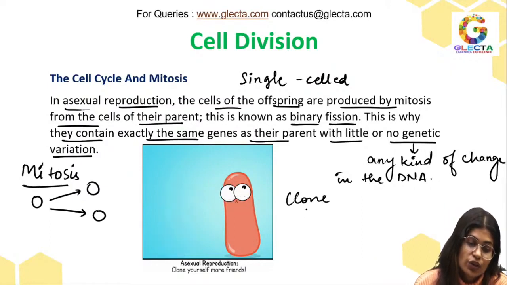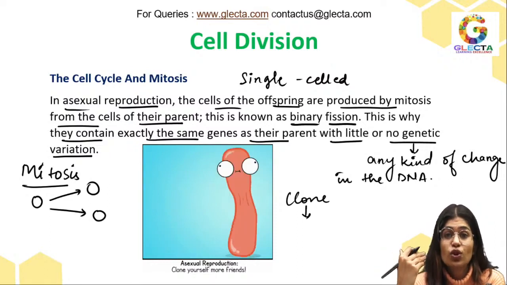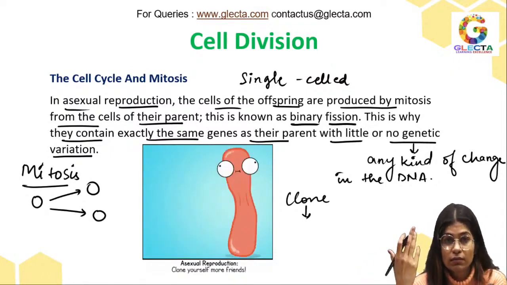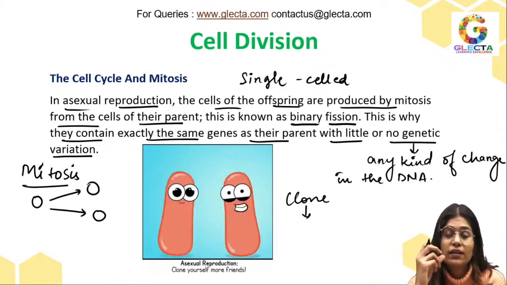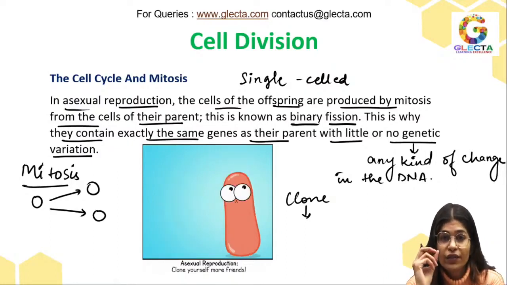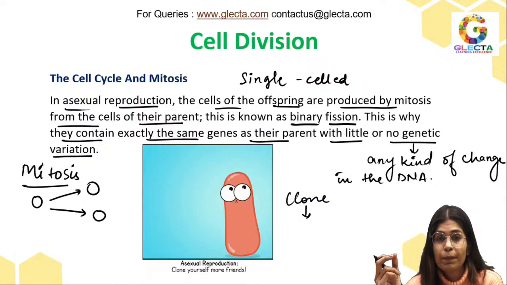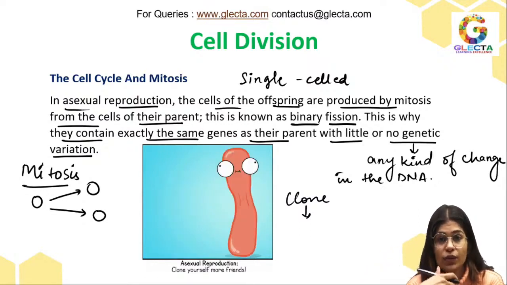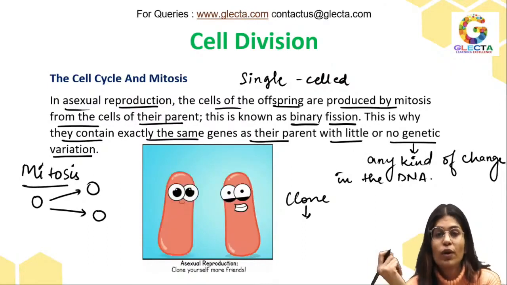Clone is a word used for physically and genetically, which is your DNA, identical cells. So physically, the appearance, genetically, the DNA. So clones are physically and genetically identical organisms. There are a lot of movies where there are so many clones made. One person into two, two into three, three into four, so it goes on and on.